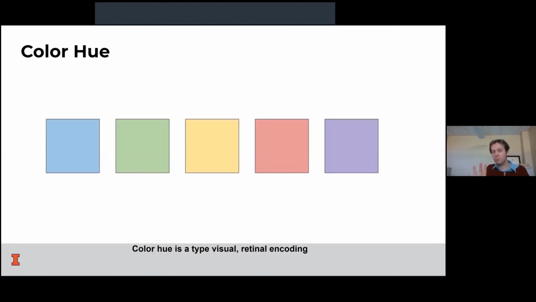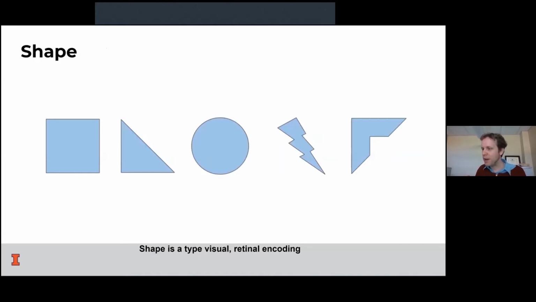So all 5 of these blocks now have the same saturation, but they have a different color. So they have the same amount of color, but they vary in different colors. And shape is the 5th form of retinal encoding, which is great for categorical visualization. So you can see a square, a triangle, a circle. All of these different shapes can represent different categories.